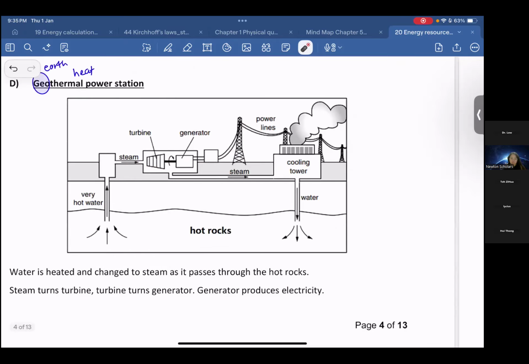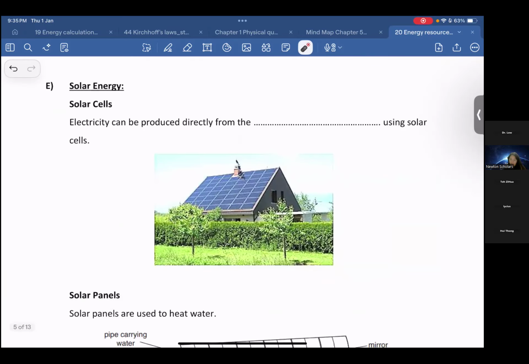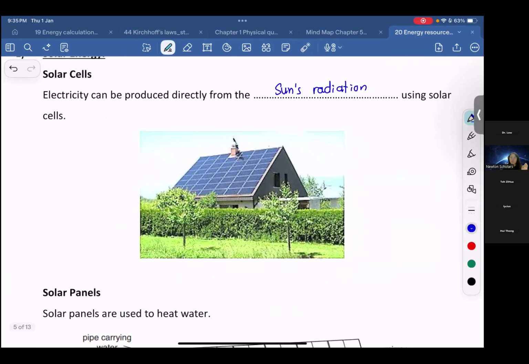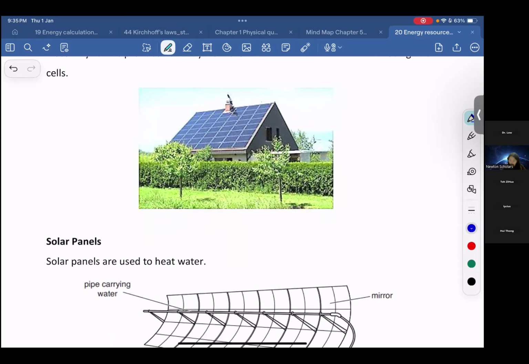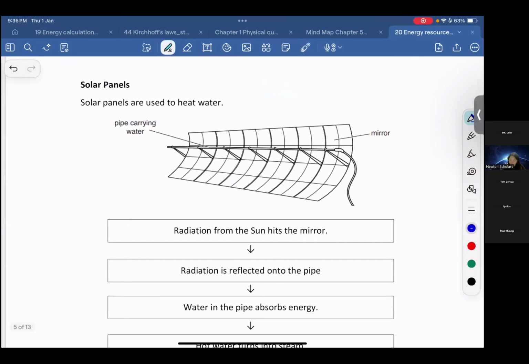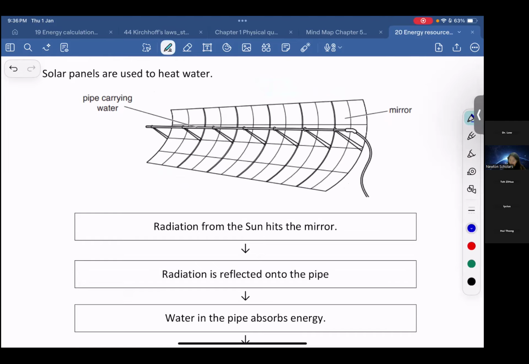Megan, okay. Then here, solar energy. Solar energy is electricity that can be produced directly from the sun's radiation. So it can be from the sunlight, and then after that, we convert it to electricity. Okay, then what else? There is one more method. The design is this way: a solar panel used to heat the water.